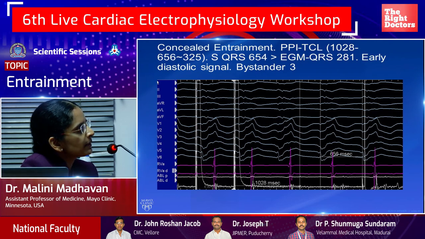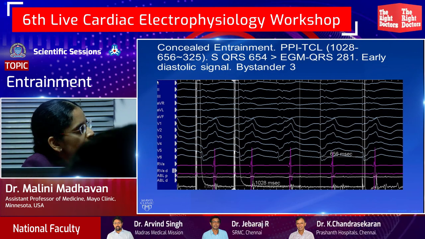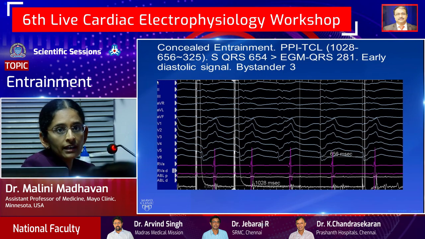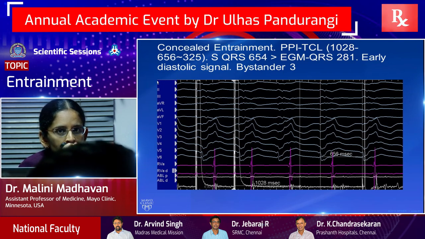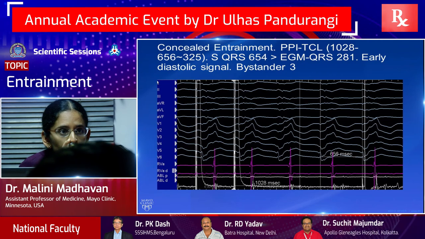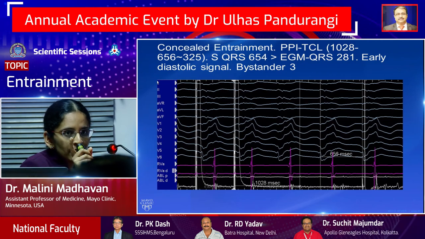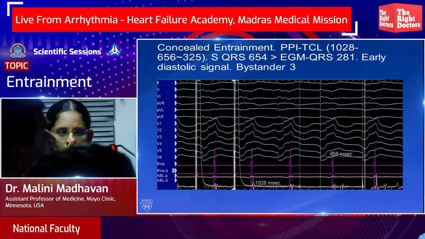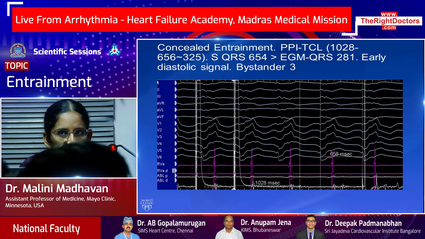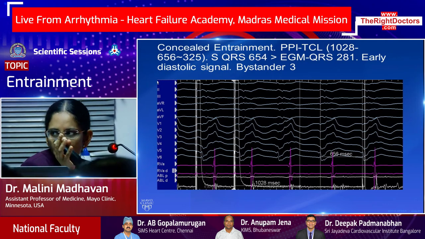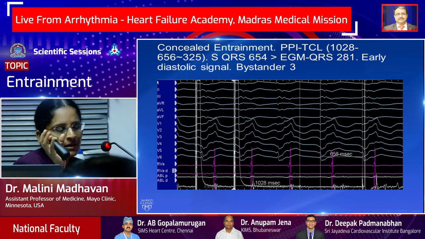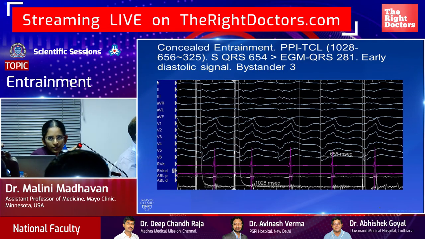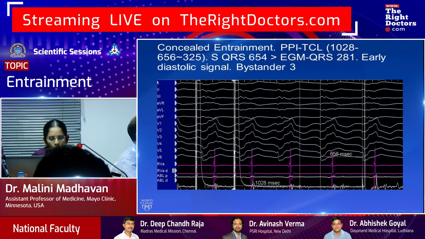So if you measure the PPI to that signal, it's much longer than what the tachycardia cycle length is. So although it looks like concealed fusion, the PPI is much longer. So now you know you're really not in the critical isthmus. Something needs to be sorted out. One of the things to be wary of is sometimes you can have extreme delay within the critical isthmus too. So if there's a lot of decrement, you can see that the PPI is longer than the TCL, but it's typically not this long. You may see like a 30 millisecond or a 40 millisecond decrement. You're not going to see a 100 millisecond decrement.